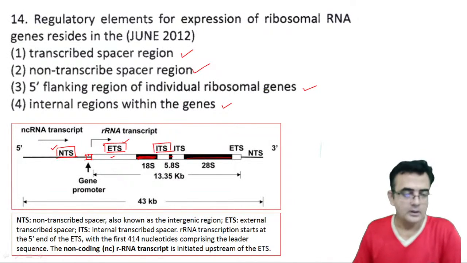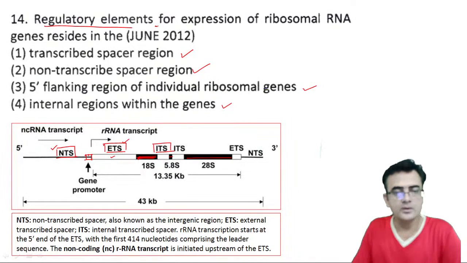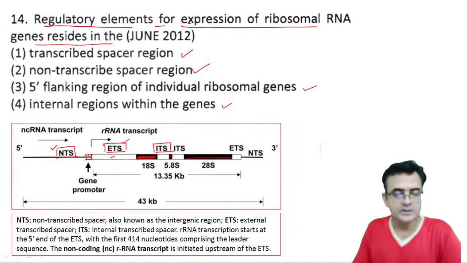Okay, so now here the choices are transcribed spacer region, the regulatory element for the expression of ribosomal rRNA resides in. So transcribed spacer region, first choice. So transcribed spacer region is not there. This is external transcribed region or non-transcribed region or internal transcribed region, we can say, right? So this is not correct. Non-transcribed spacer region, this seems correct.